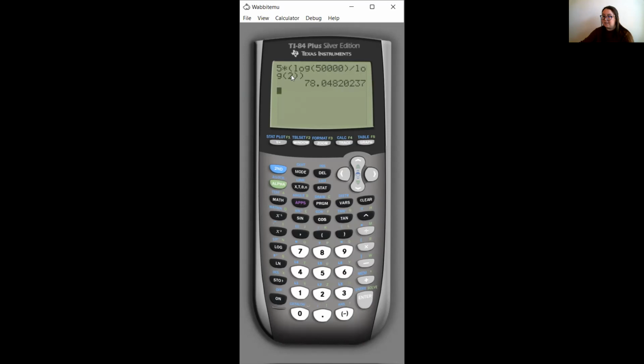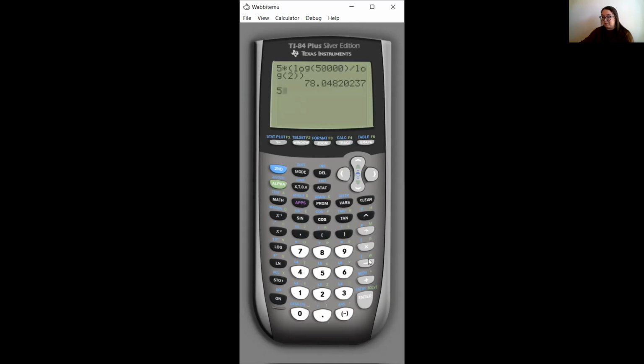And boom, there we go. We got 78.04820237. We're rounding to 2 decimal places. So this is really going to look like 78.05. If you did want to put in 3 million divided by 60, you could absolutely do that. It would be almost the same.